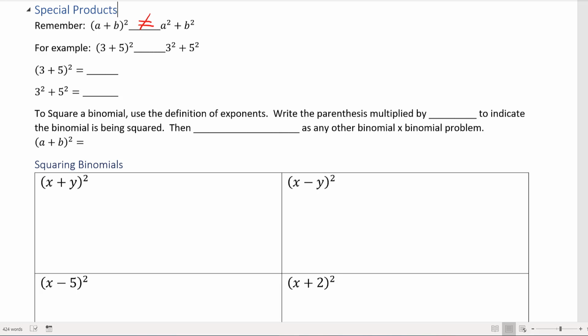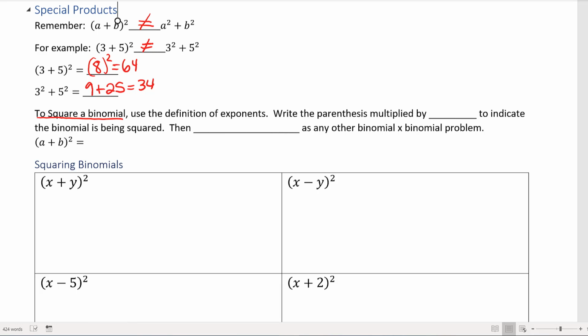Let's take 3 plus 5 quantity squared and 3 squared plus 5 squared. Let's see what that equals. If I take 3 plus 5, that gets me 8, and then 8 squared is 64. What if I took 3 squared, which is 9, and add that to 5 squared, which is 25? 9 plus 25 is 34. We can clearly see that the left, 3 plus 5 quantity squared, does not equal the right, 3 squared plus 5 squared. It's just not true. But there is a way to square a binomial.